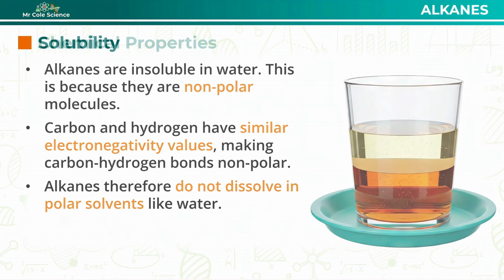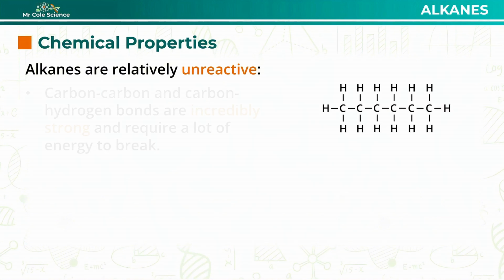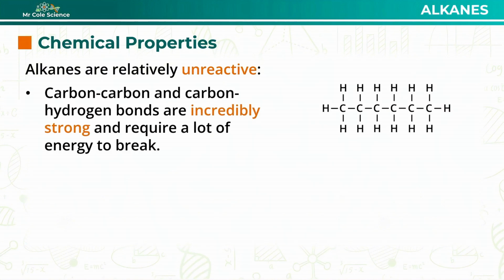Now let's turn our attention to the chemical properties of alkanes. Earlier in this video, I described alkanes as being relatively unreactive. But what is it about alkanes that makes this true? Well, the answer lies in their bonding. Alkanes only contain carbon-carbon and carbon-hydrogen single bonds. And both of these bonds are really quite strong covalent bonds, meaning that a significant amount of energy is required to break them. So because these bonds are so strong, alkane molecules are generally unreactive.